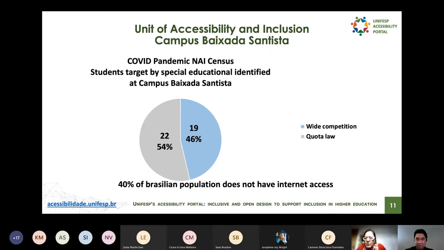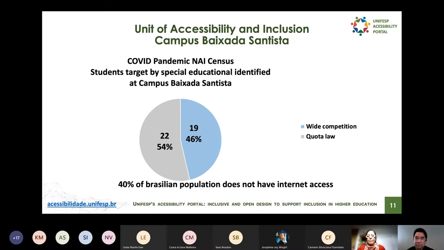Who developed the accessibility portal? It was Cicera and Leandro, Professor Cicera and Leandro. They will speak quite a bit about this very soon. I just want to say again that we have just a few students with disability on the campus.